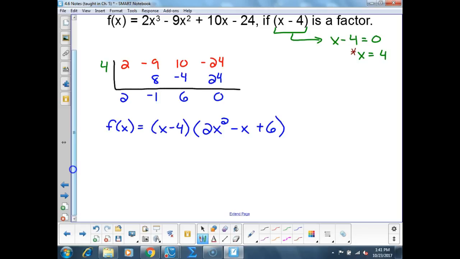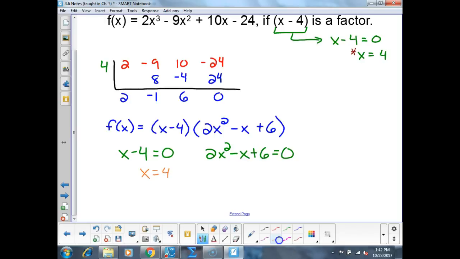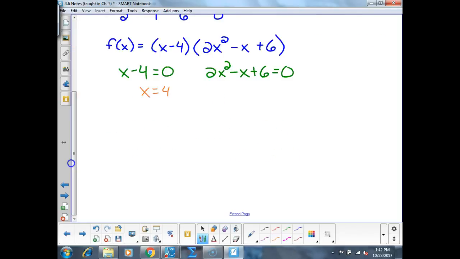Okay. So x minus 4 equals 0. That gets me x equals 4, which is the one that we already found. There's one answer. 2x squared minus x plus 6 equals 0. So that means then that now I've got to go to my all-time faves. Opposite of b plus or minus the square root of b squared minus 4ac all over 2a.